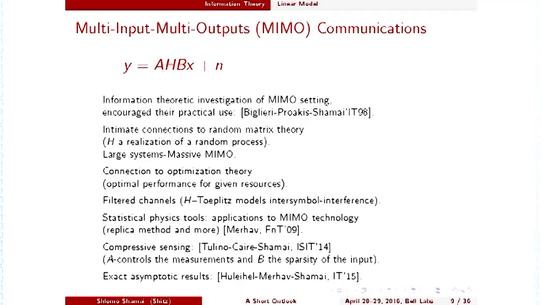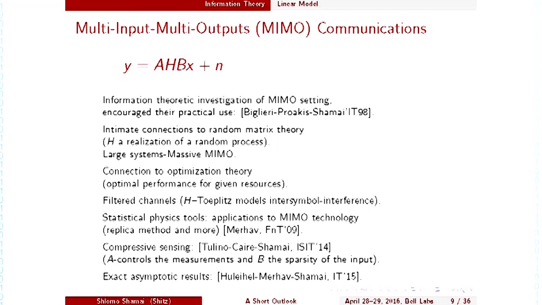And massive MIMO, the inventor Tom Marzetta is here with us. Connection, not only that, ISI, inter-symbol interference channel, here they are. Just H should be a top-of-list matrix.